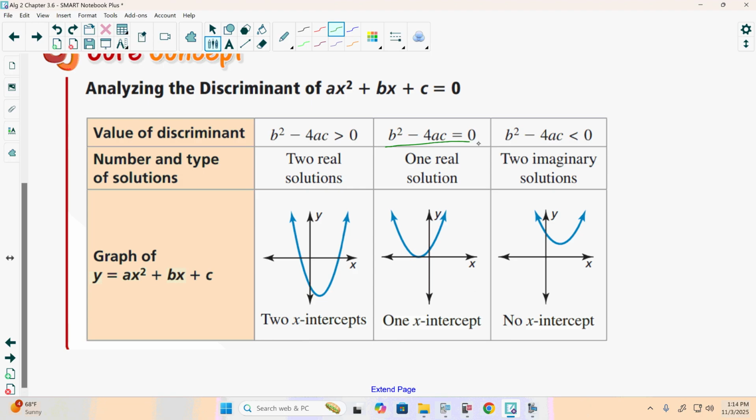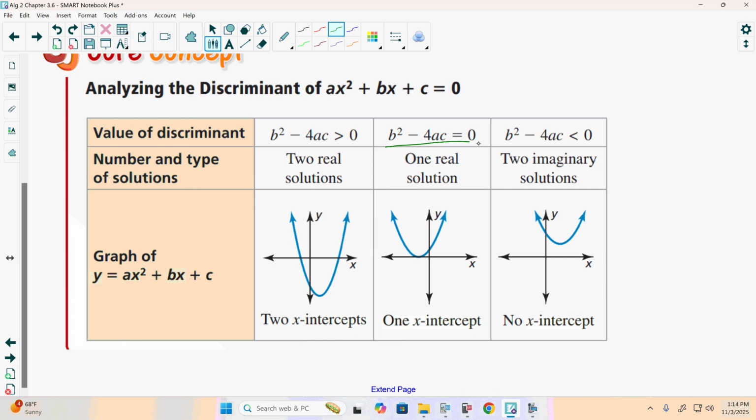Now if b squared minus 4ac equals 0, we saw this once already today. That's where we had the 20 plus or minus 0. We had two solutions, but we only had one unique solution. So here, we have one unique real solution.